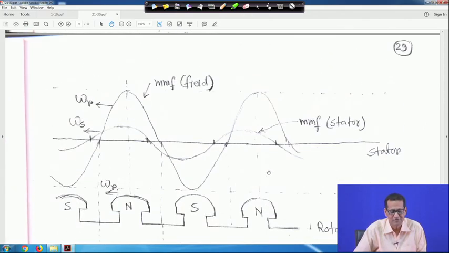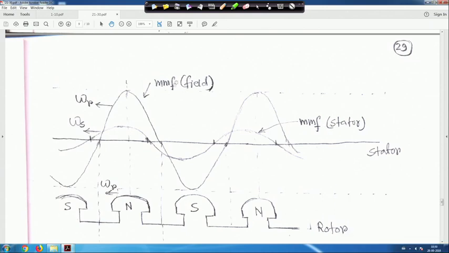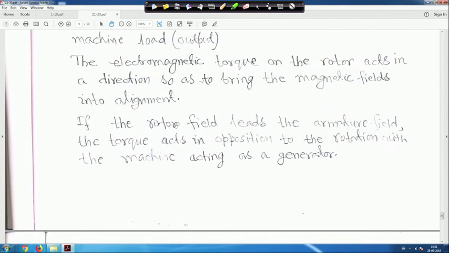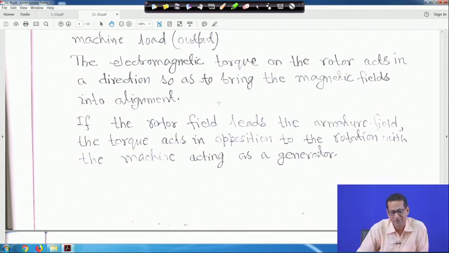So, I will put a small question to you. This is your rotor field and this is your stator field, stator MMF and rotor MMF, right. From this diagram, is it a generating mode or a motoring mode? This is a simple question to you, and the answer is lying here. When you go through this video, put your answer in the forum.